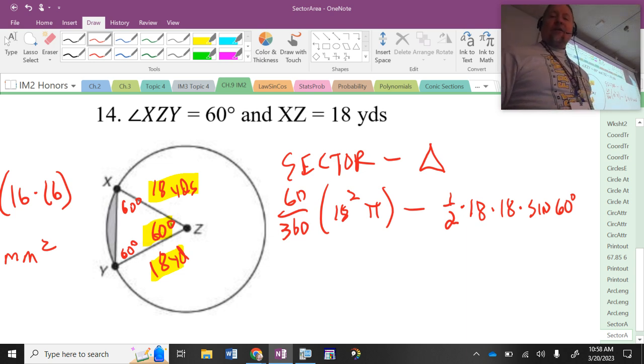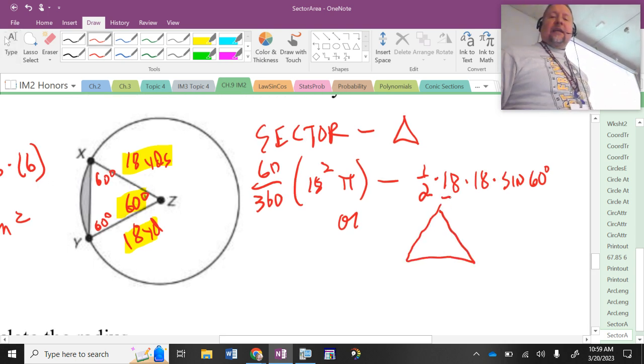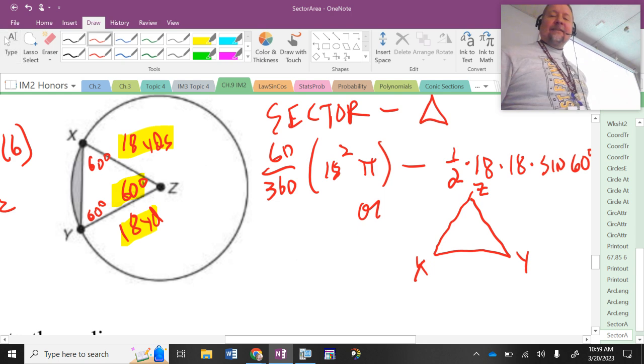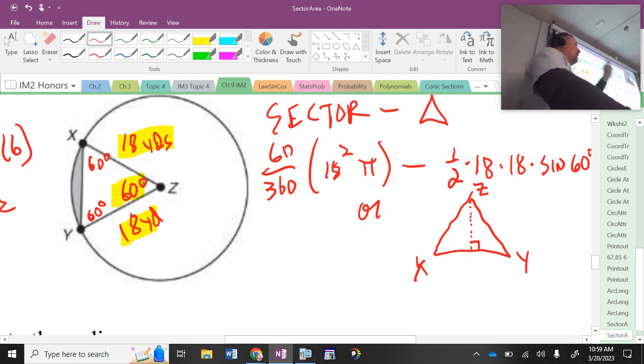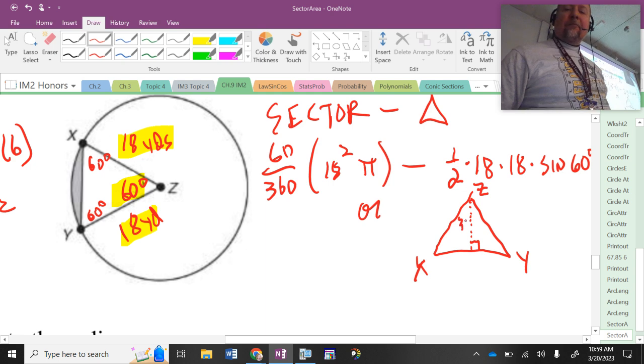Or we could take this 60-degree triangle out. Here's Z up here. Here's X. Here's Y. If you don't like that, that's unfair, Mr. S. No, it isn't. Old stuff. And then I'm going to drop an altitude. What happens to 60 when I drop that altitude? It gets divided in half, and therefore this is 30.